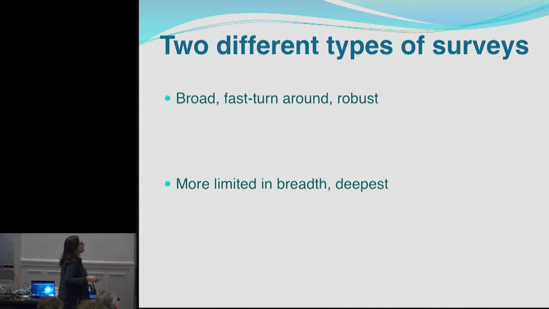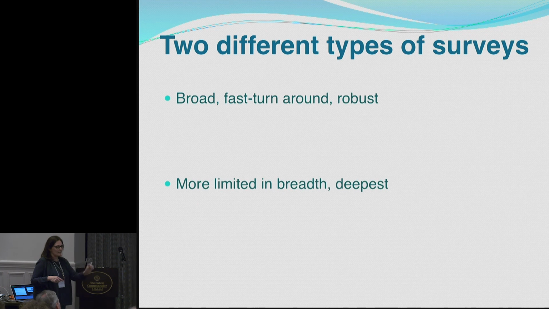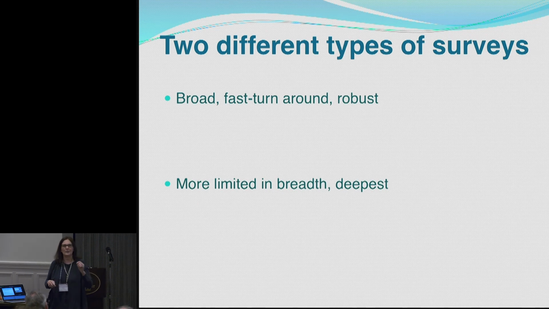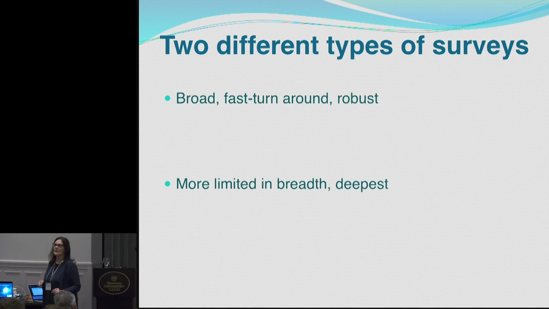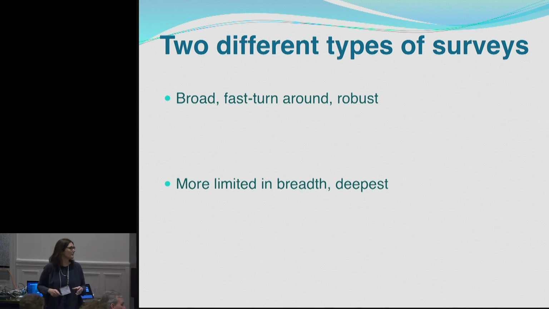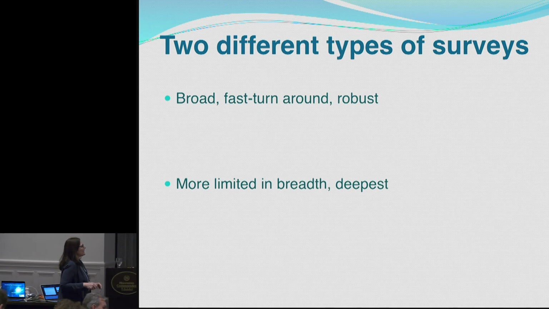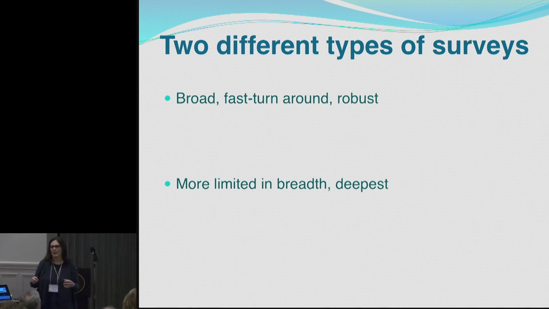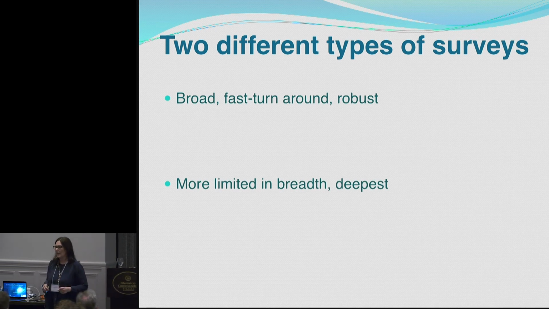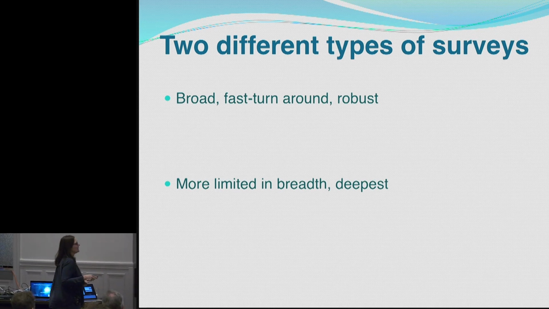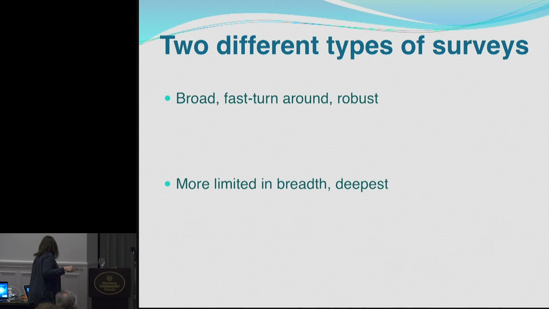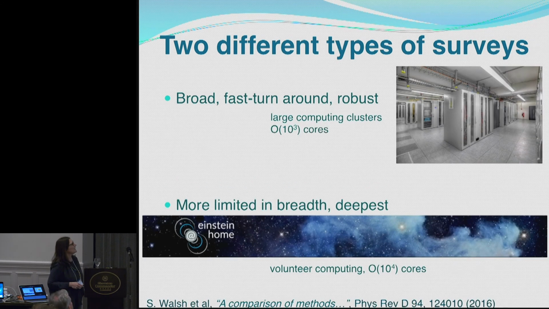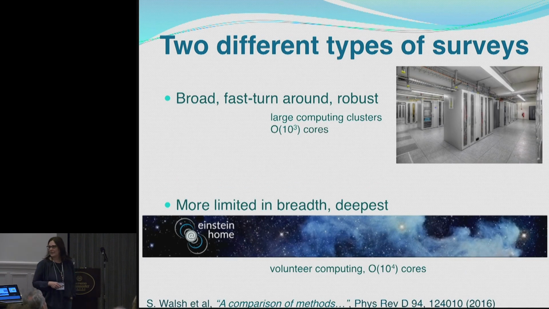And then there are these other searches, which instead are the deepest that we can do. They're the ones where we say, well, let's suppose that our signal is indeed phase coherent over many months. Let's concentrate our computing power to do the very best that we can. And these are our deep surveys. And these are carried out on different computational facilities.